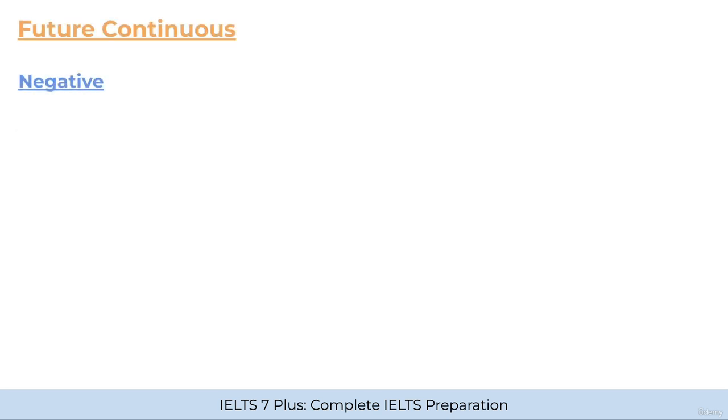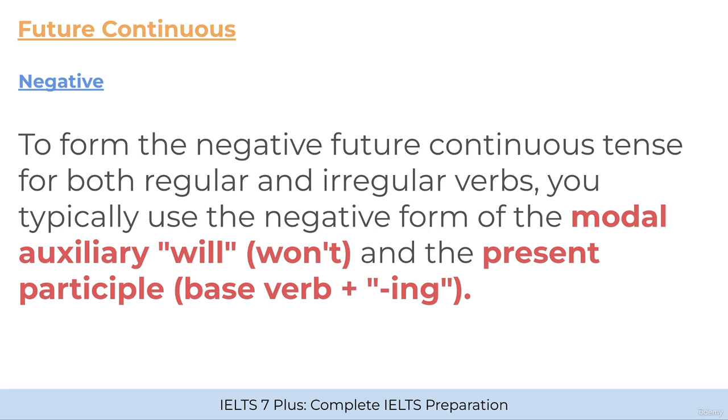Okay, so those were some affirmative examples, and I think it's really useful to just think about this ongoing nature a little bit, because that's the big distinction between the two tenses here. So then, how do we form a negative in the future continuous? Well, important to note, just like in future simple, it's the same for both regular and irregular verbs. So you want to use the negative form of the modal auxiliary will, so will not or won't, and the present participle, that base verb plus the ing.